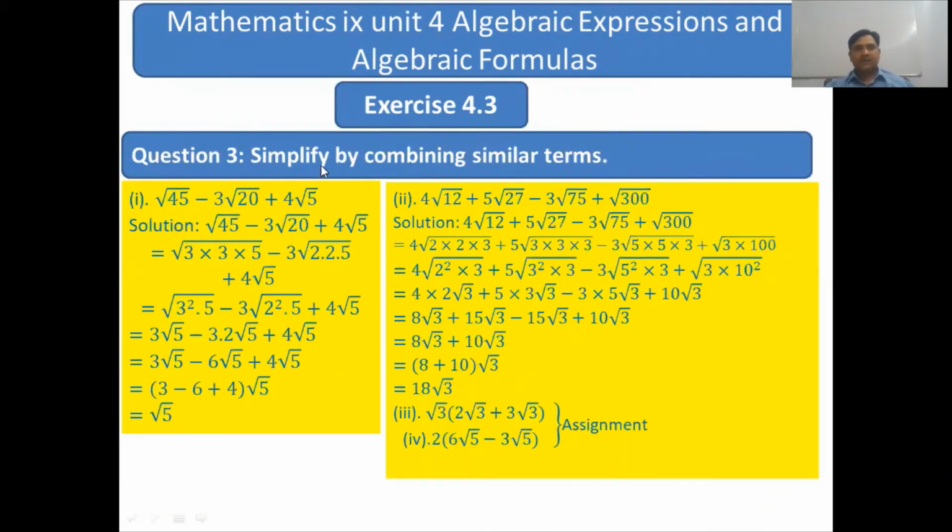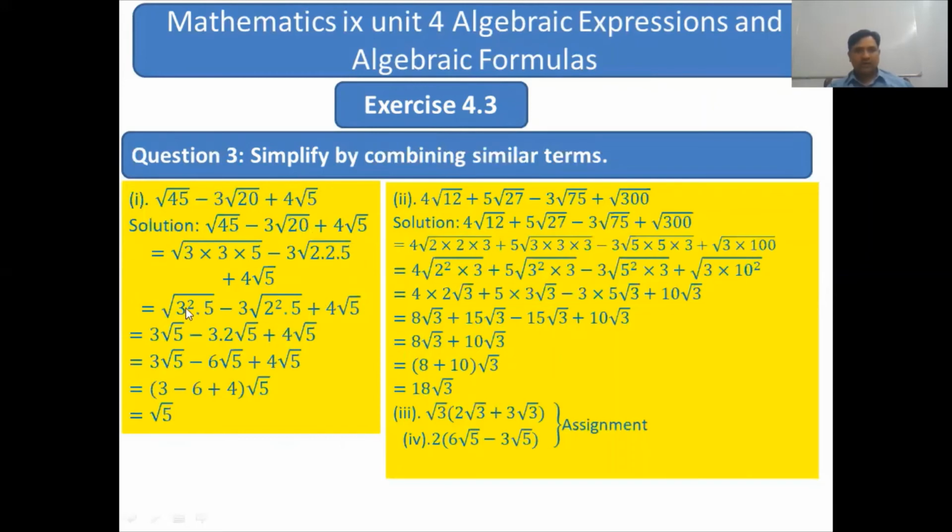Question number 3. Simplify by combining similar terms. First part, square root of 45 minus 3 square root of 20 plus 4 square root of 5. First we simplify the surds, and after that we can add the similar surds. So 45, we can find the prime factors of 45. These are 3, 3 and 5. Similarly, prime factors of 20 are 2, 2 and 5. So this can be written as 3 square dot 5, here 2 square dot 5, and 4 square dot 5.